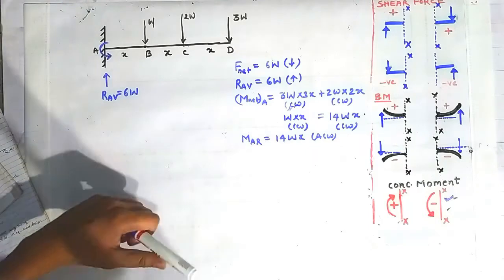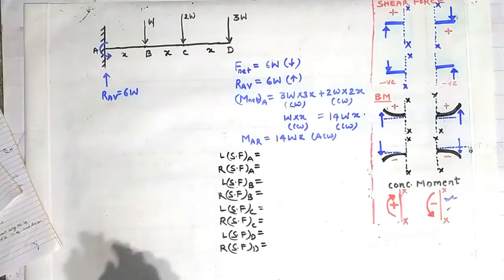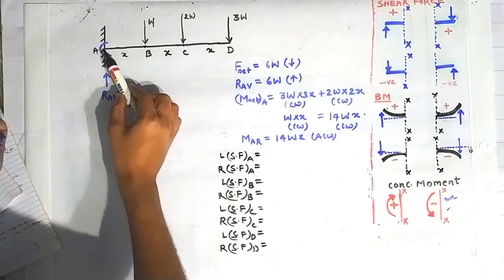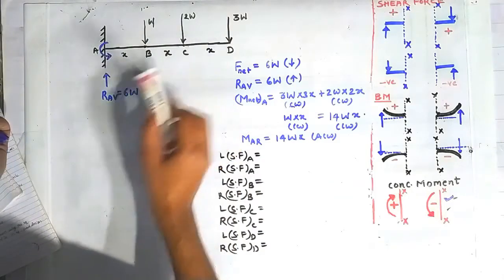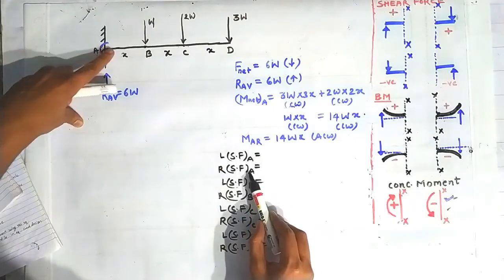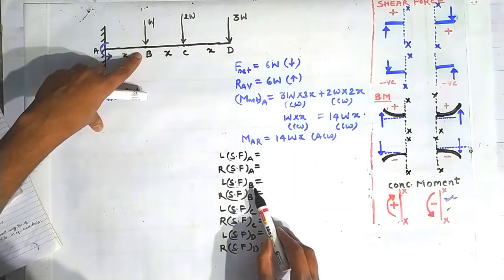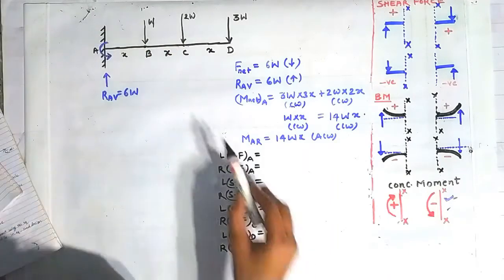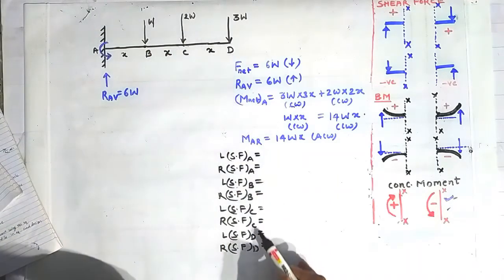Now we will draw the shear force and the bending moment diagram. Now friends, to find the shear force diagram, we have to find the shear force at the points A, B, C and D. We have to find the shear force on the left side of the point A and on the right side of the point A, and on the left side of the point B and on the right side of the point B. Similarly, we have to do the same for the points C and D also.